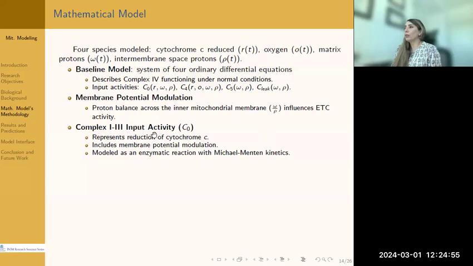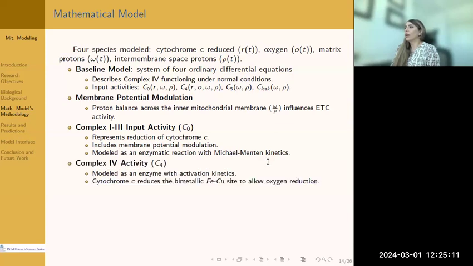Complex 1 to 3 input activity, or C0, represents the reduction of cytochrome C, incorporating membrane potential modulation and modeled as an enzymatic reaction with Michaelis-Menten kinetics. Complex 4 activity, or C4, is modeled as an enzyme with activation kinetics, where cytochrome C reduced the bimetallic Fe-Cu site to enable oxygen reduction.